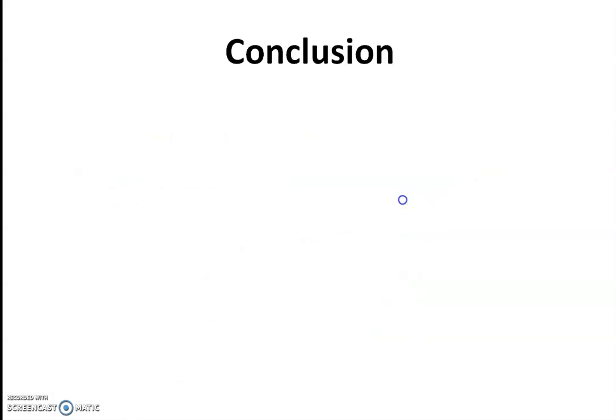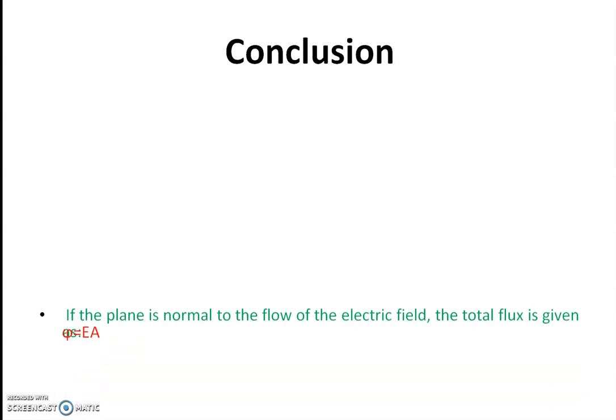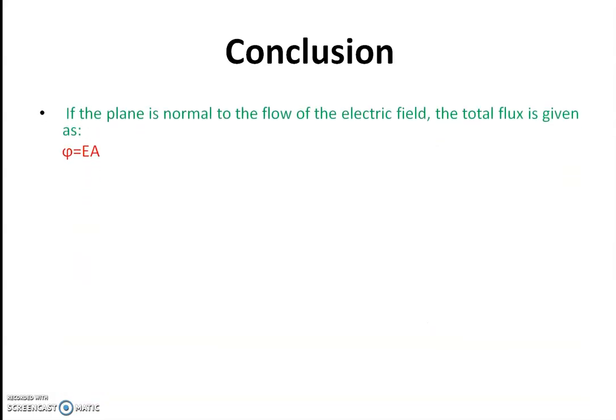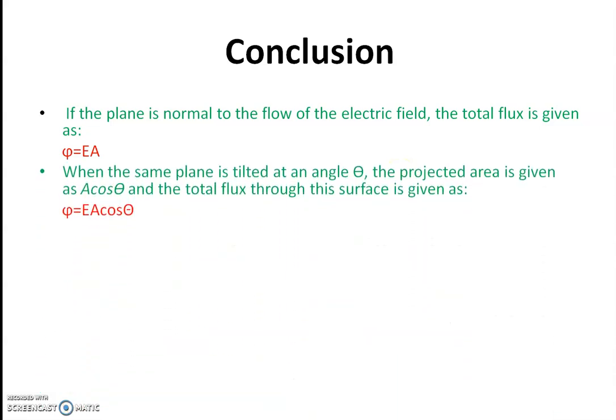So what we discussed, we can conclude now. What we discussed about electric flux: if the area vector is parallel to the electric field, flux is given by E into A, and if it makes some angle theta, then flux is equal to EA cos theta. This is the general expression. You can get the first expression from this: when theta is equal to 0, you will get flux is equal to E into A.